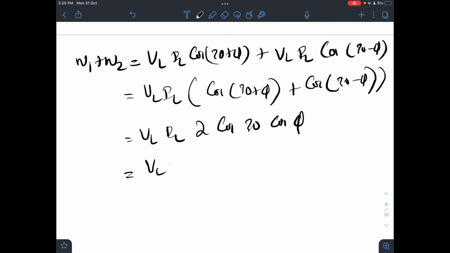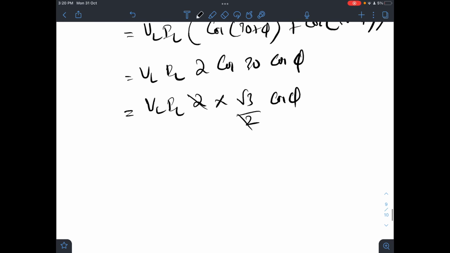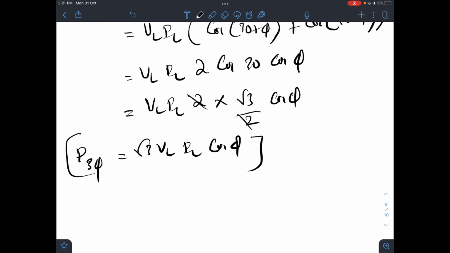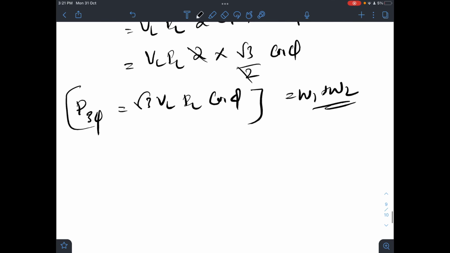So I can write this as VL IL into 2 into cos 30. Sin 30 is 1 by 2, so cos 30 is root 3 by 2, into cos 5. The 2 and 2 get cancelled. So I have root 3 times VL IL cos 5. So W1 plus W2 is the three-phase power consumed in the load.